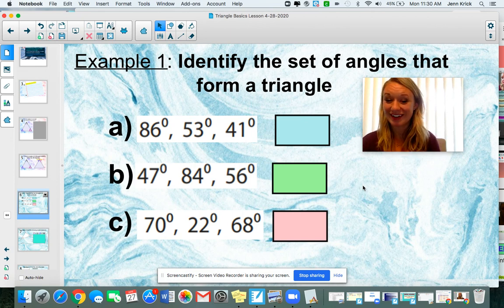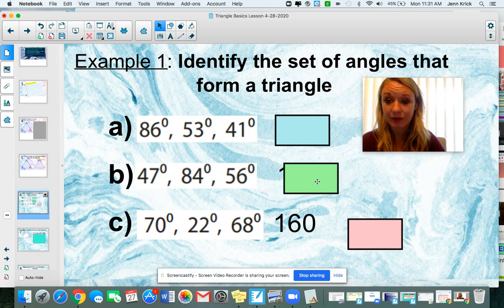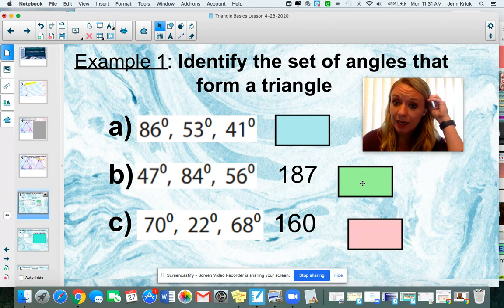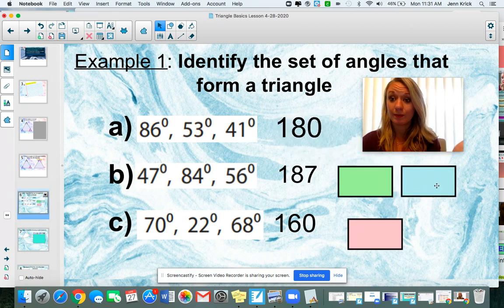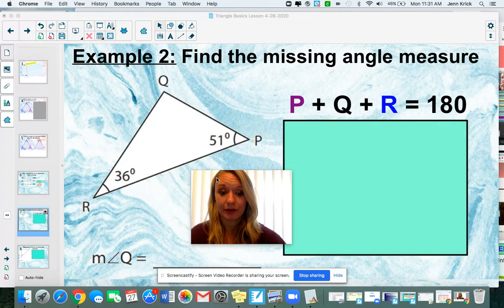Okay, after you pause your video to try it out, like if I was doing part C here, and I did 70 plus 22 plus 68, that gives me a sum of 160, which would not form a triangle. If I added together for B, 47, 84, and 56, that would give me a sum of 187, not a triangle. But if I add together my top three angle measures, my 86, my 53, and my 41, that gives me a perfect 180, which would make a triangle. So the only set of angle measures that gives me a triangle would be A, because they add up to exactly 180 degrees. I bet that you guys can do this super easily with a calculator too.